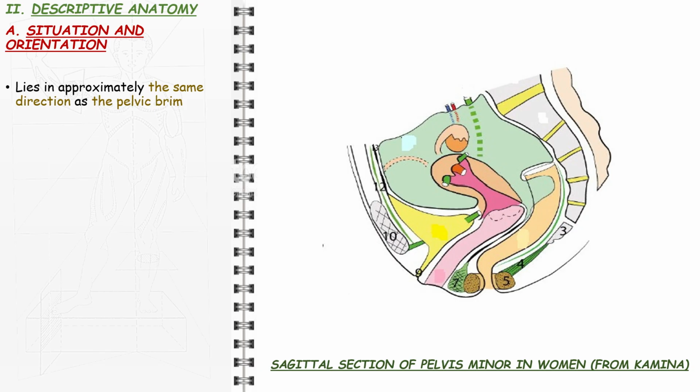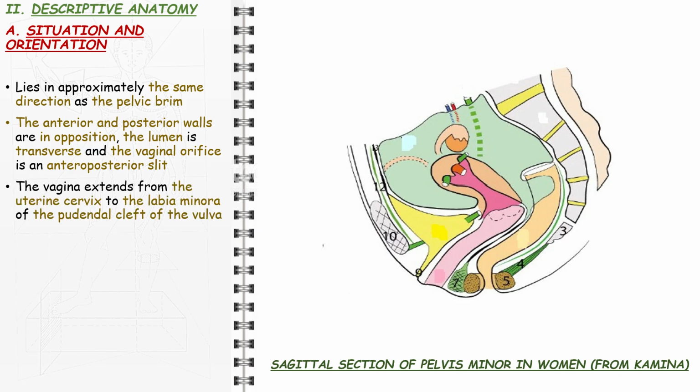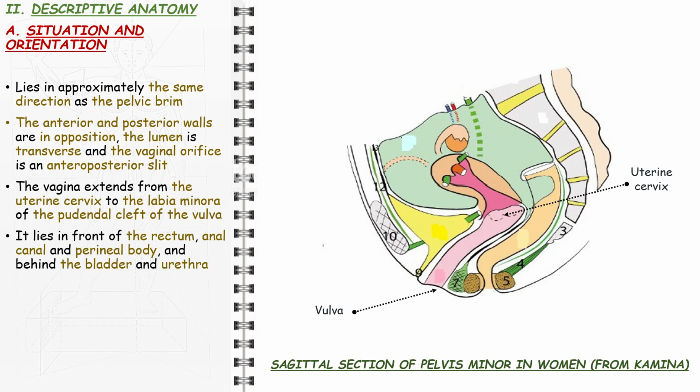The anterior and posterior walls are in opposition, concave backwards, forming the vaginal angle of 140 degrees at rest. This angle decreases with abdominal thrusts and increases with the contraction of the levator ani muscle. The lumen is transverse and the vaginal orifice is an anteroposterior slit. The vagina extends from the uterine cervix to the labia minora of the pudendal cleft of the vulva. It lies in front of the rectum, anal canal and perineal body, and behind the bladder and urethra.